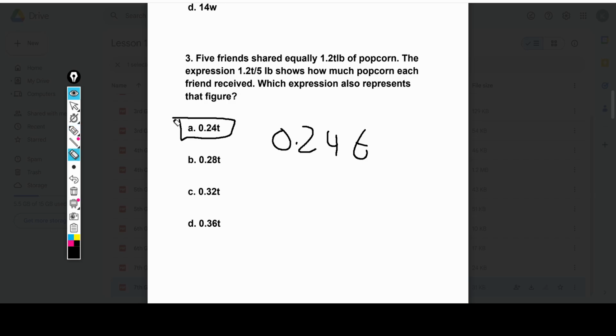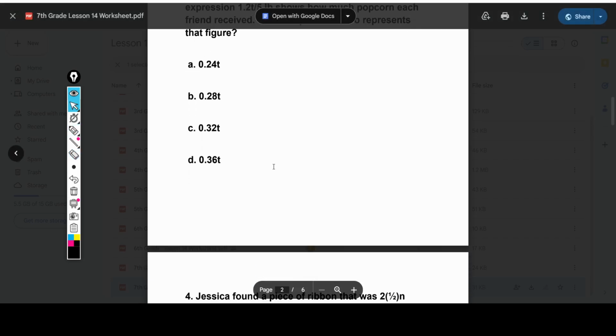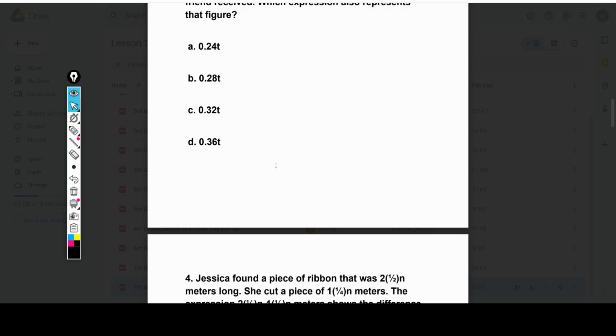So I feel like all of these should be relatively easy as long as you understand how to do your addition, multiplication, division, subtraction, all of that.